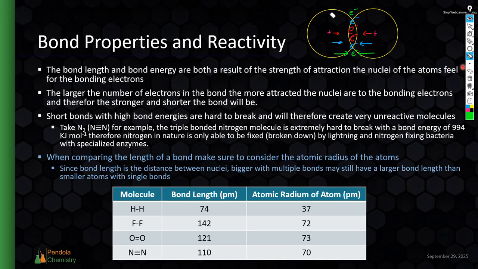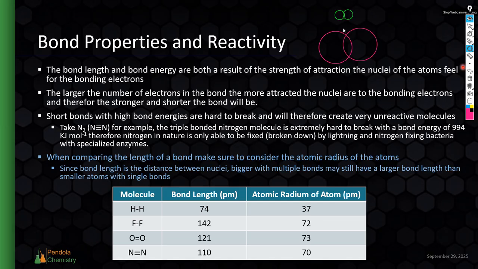So like we said, I'm going to erase this here. It's the distance between the nuclei of the atoms. So, because it's between the nuclei of the atoms, we have to consider the nuclei of the atoms itself. So, the radius of the atoms itself. So, if we have two small atoms overlapping with a single bond, we cannot compare that to two large atoms overlapping with a triple bond.